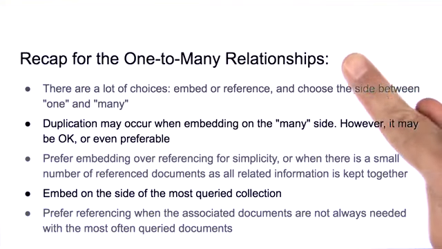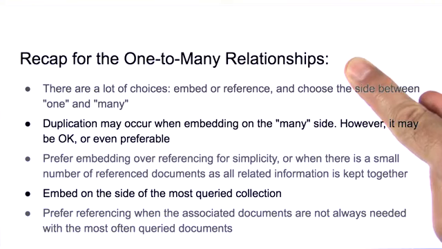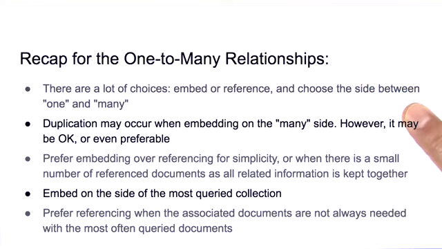To recap this lesson, when representing one-to-many relationships, there are a lot of choices. Embed or reference, and choose the side between one and many. Duplication may occur when embedding on the many side. However, it may be okay or even preferable. Prefer embedding over referencing for simplicity, or when there is a small number of referenced documents, as all related information is kept together. Embed on the side of the most queried collection. Prefer referencing when the associated documents are not always needed with the most often queried documents.